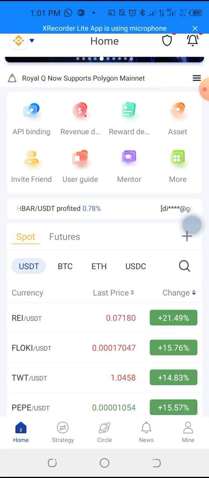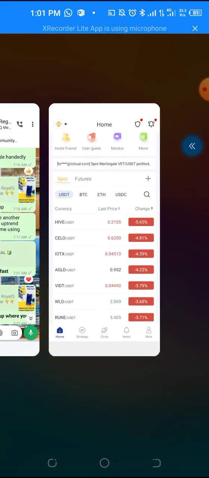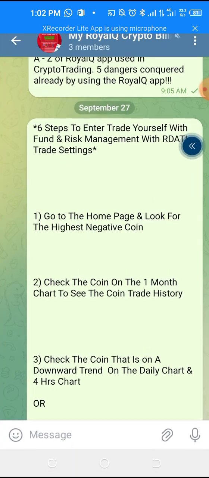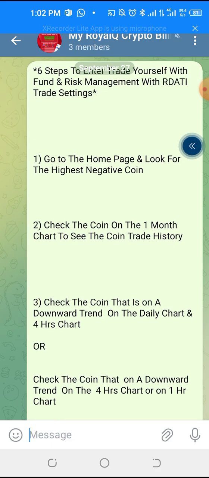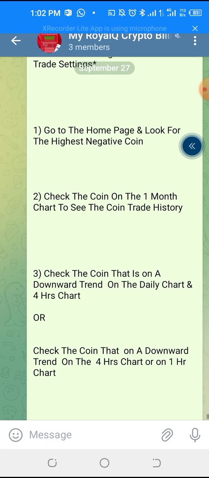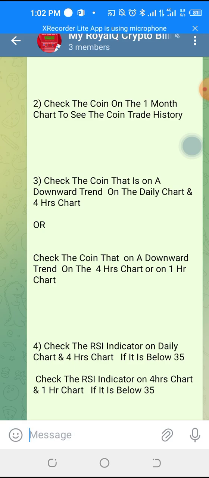But now, if you go and check most of the coins, let's go to this coin. The first step to enter any coin, as I always say, when you go to the home page, look for the highest negative coin, then check the coin on the 1 month chart to see the coin trade history. Now, check whether the coin is on a downward trend on the daily chart and on the 4-hour chart, or on the 1-hour chart.